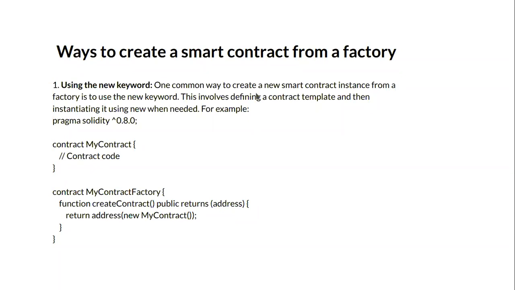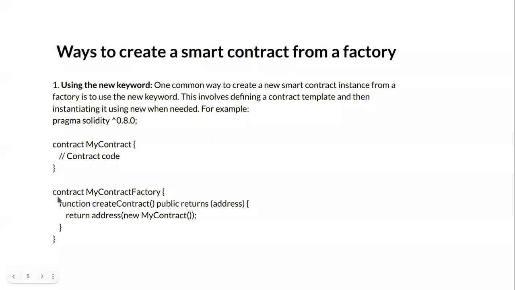So one common way to create a new smart contract instance from a factory is to use the new keyword. This involves defining a contract template and then instantiating it using new when needed. So for instance, now I have my contract here, and then all other functionality that you want to have here will be here, contract code.